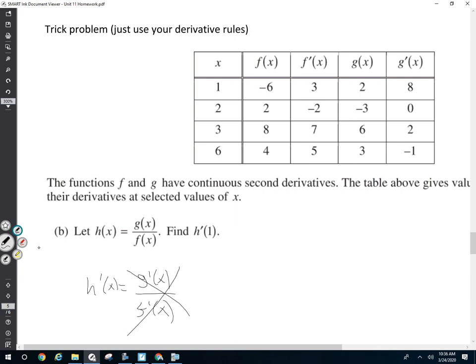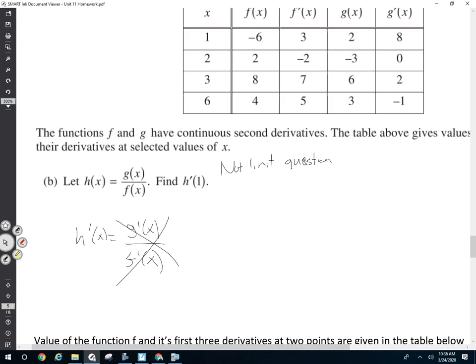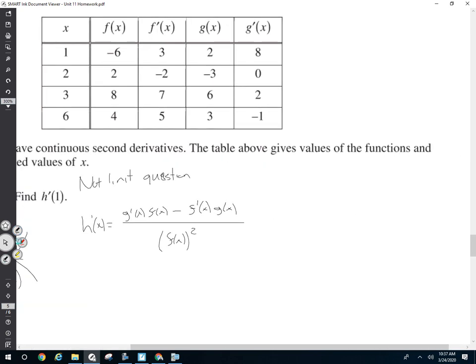This is not a limit question. You were asked to just take the derivative. So when you take the derivative, you have to use the quotient rule: the derivative of the top times the bottom minus the derivative of the bottom times the top, all over the bottom squared. They also try to trick you by putting f on the bottom. A lot of people memorize the f's and the g's. You won't do that. Find h prime of 1.